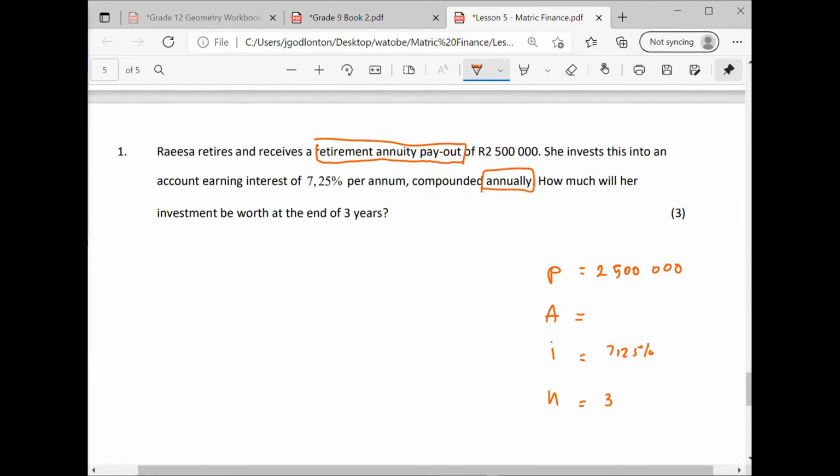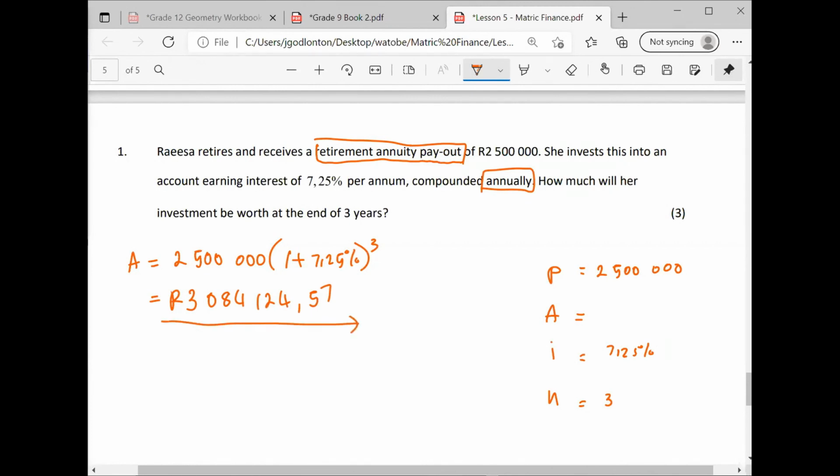Okay, so then I'm just going to put that into my formula. So A is equal to 2.5 million times 1 plus our interest rate, which is 7.25%, all to the power of 3. And when we chuck that into our calculator, we should get, I saw an answer earlier of someone who got this right, 3,084,124.57 cents. So well done.